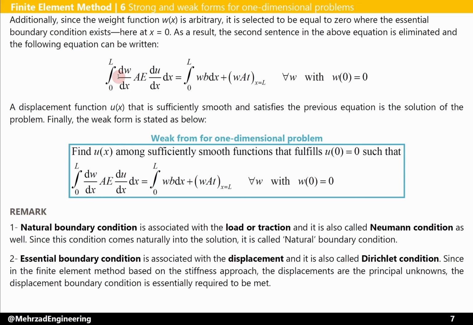Additionally, since the weight function w of x is arbitrary, it is selected to be equal to 0 where the essential boundary condition exists. For this problem, at x is equal to 0, we have the essential boundary condition, and we select the weight function to be equal to 0. As a result, the second term in the previous equation is eliminated.